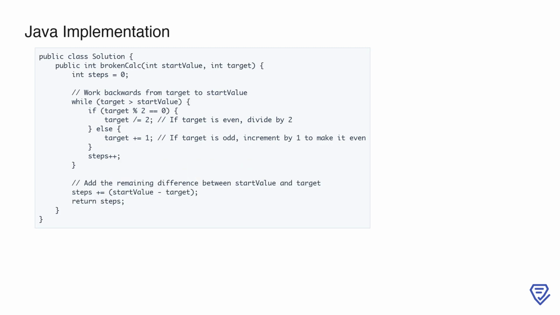This is the Java implementation of the broken calculator problem. It mirrors the Python logic by working backwards from the target to the start value, using integer division and modular arithmetic to handle even and odd cases. The main difference lies in Java's explicit type declarations and syntax, such as the use of primitive int types and braces for control structures. The overall logic remains the same, ensuring a concise and efficient solution.